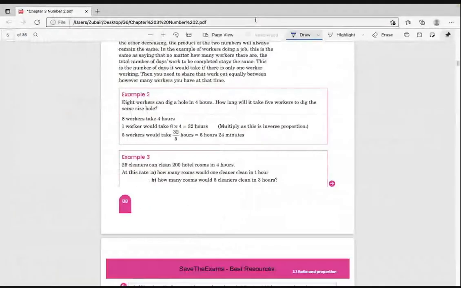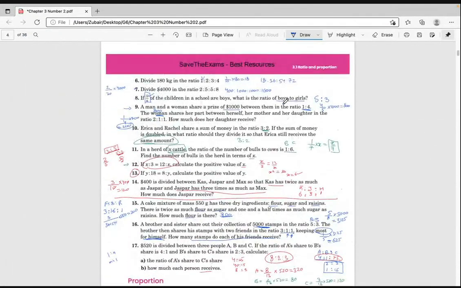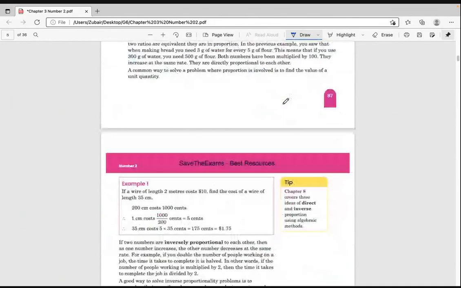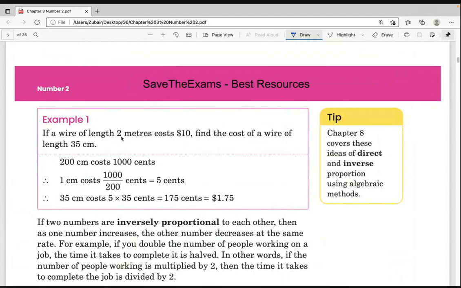3.1b, which would concern proportions. Example number 1. If a wire of length 2 meters costs $10, find the cost of a wire of length 35 centimeters.